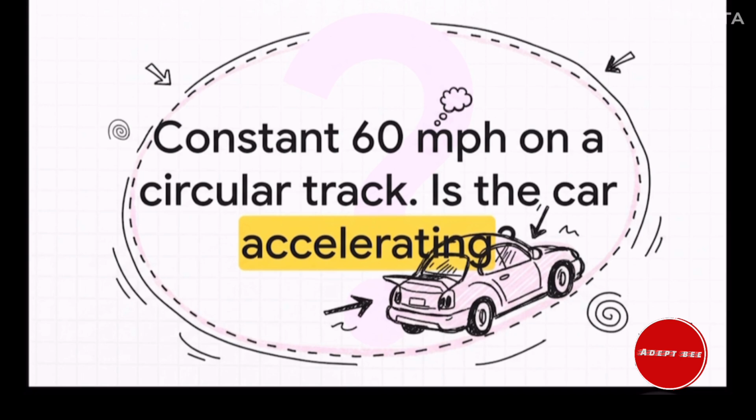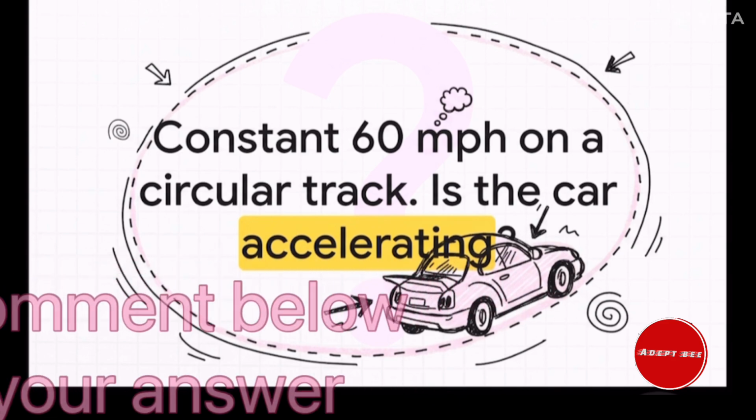A car is driving on a perfectly circular racetrack. Its speedometer is glued to exactly 60 miles per hour, so its speed is totally constant. My question for you is, is it accelerating? Based on everything we've just talked about, you absolutely know the answer. I'll leave you to think about that one.